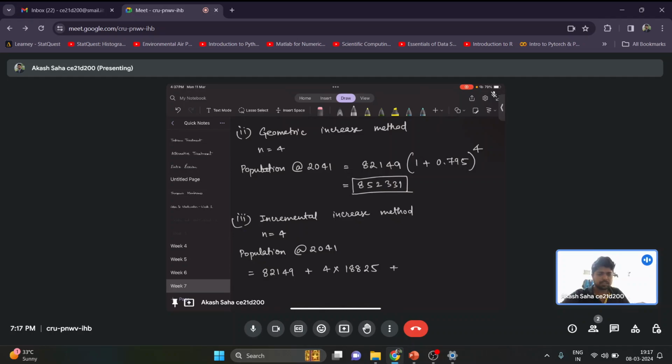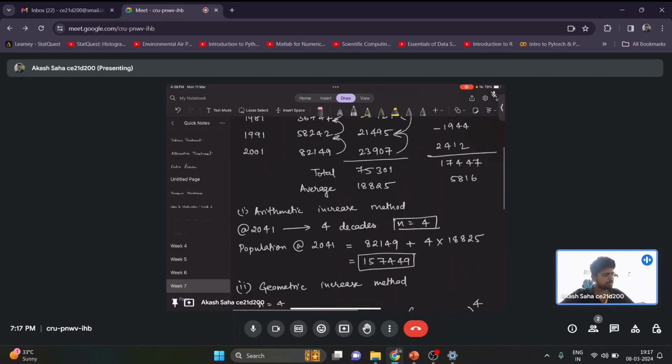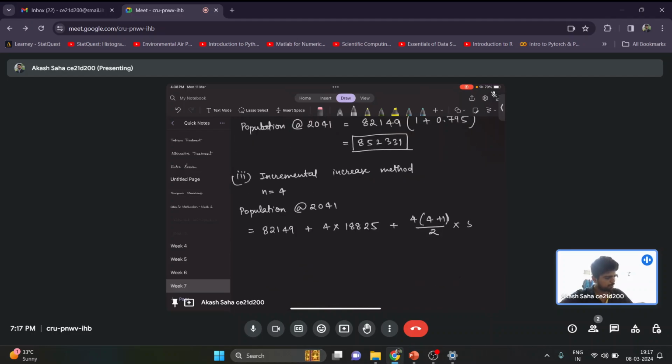Now again, incremental change. So incremental change will be n into n plus 1 by 2. So it will be 4 into 4 plus 1 by 2 into the average of the incremental change. So that is 5816. So n into n plus 1 by 2, which is 4 into 5 by 2, will become 5 into this. So my final answer will be 215607.